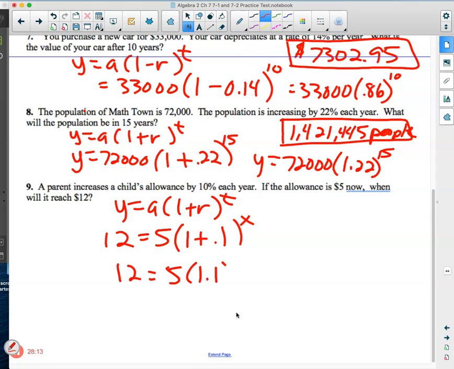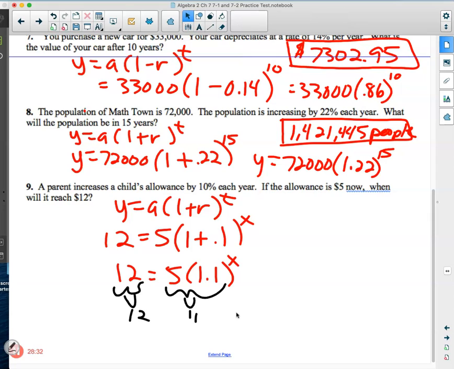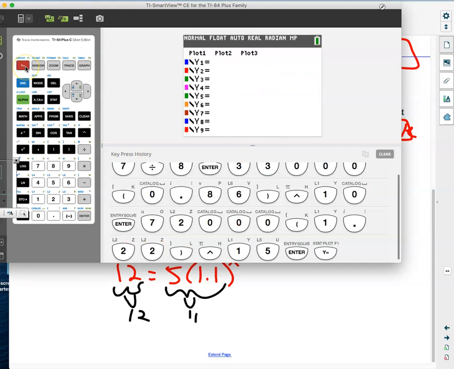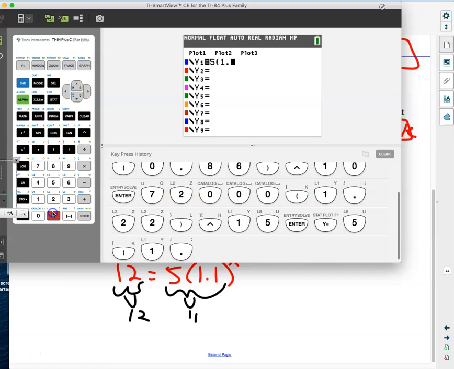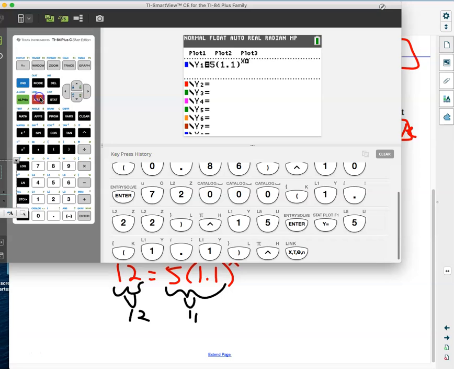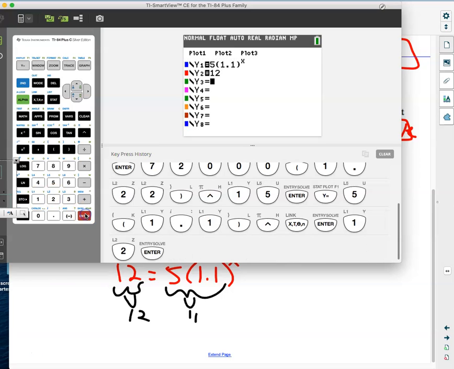So we can simplify that to 1.1 to the x, but I don't think we can do that with algebra. How do we do that? Graphing calculator. Yep, we do the old y sub 1 and y sub 2. And it really doesn't matter which one is y sub 1, y sub 2, but I usually pick the one that's a little more involved for my y sub 1. All right, graphing calculator, we need you. Y equals 5 parentheses 1.1 parentheses to the x. And we need to find out when that's going to be 12 bucks.